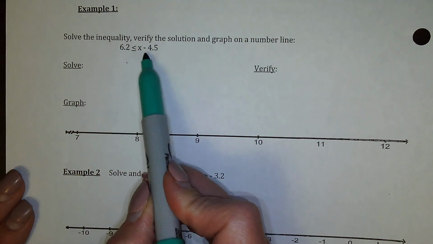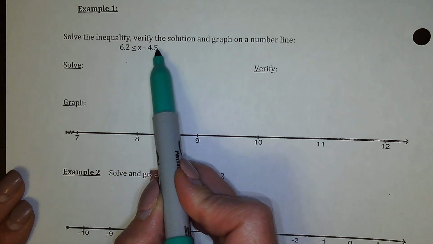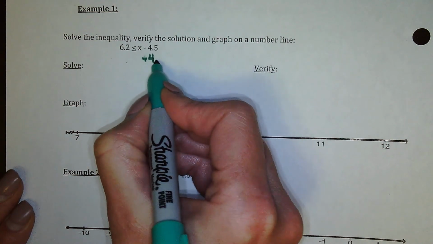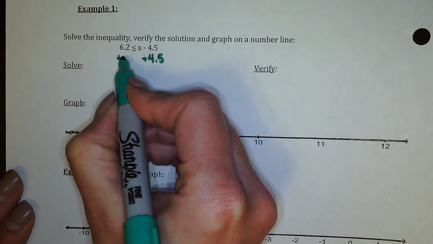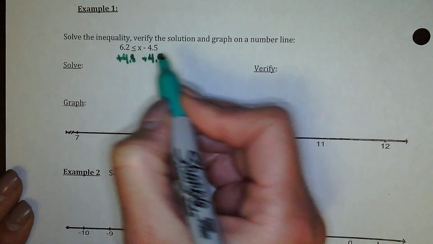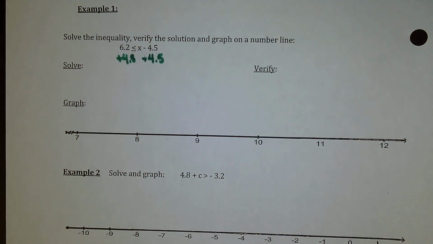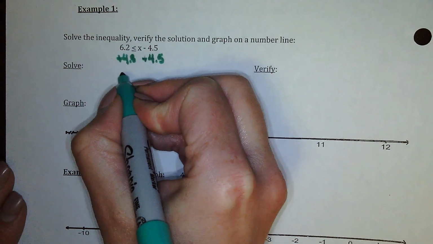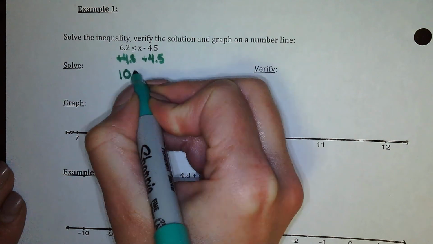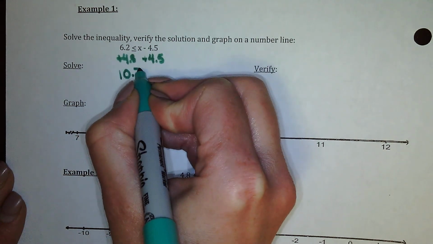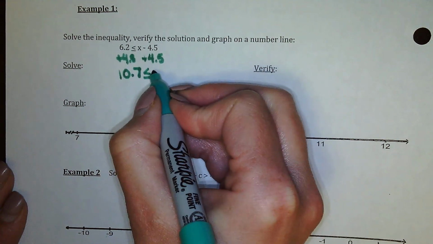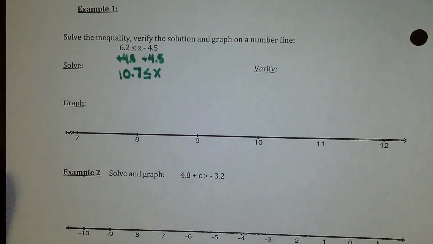I've got x minus 4.5. So the opposite of that would be to add a 4.5 to both sides. Okay, and when I add then 6.2 plus 4.5, I am going to get 10.7 is less than or equal to x.